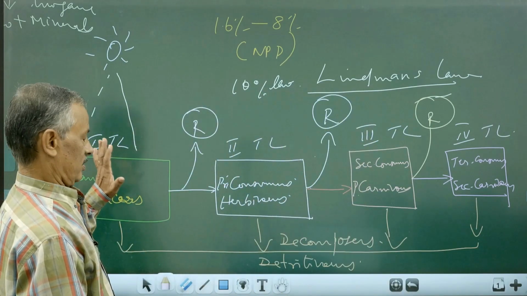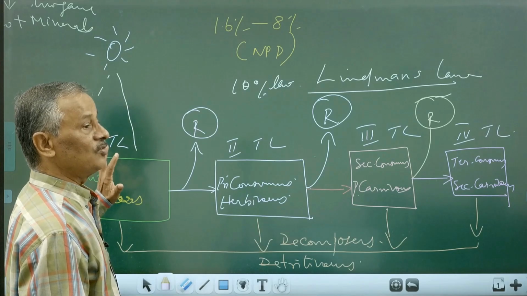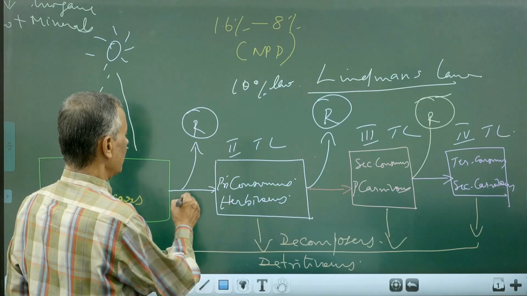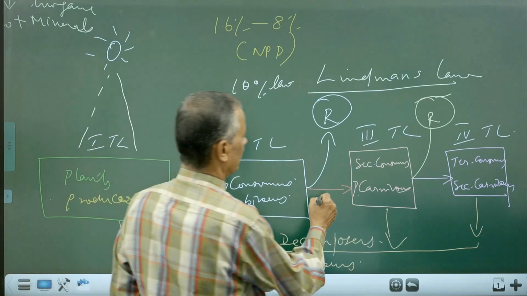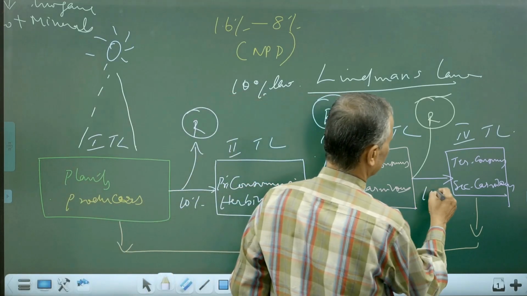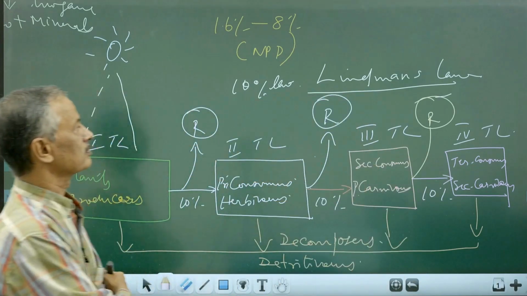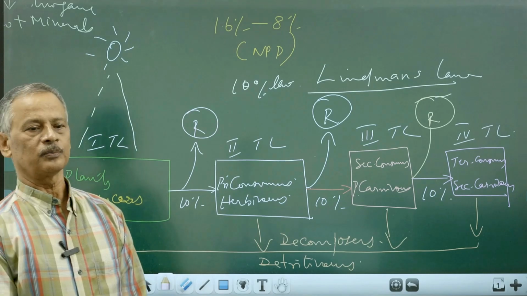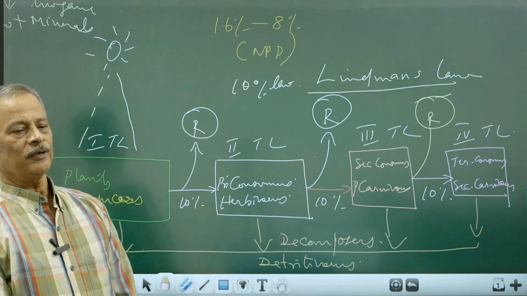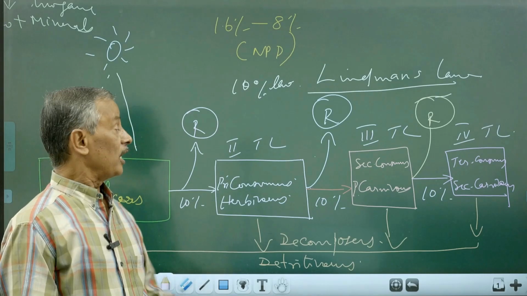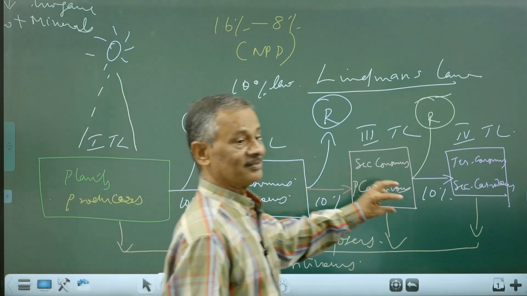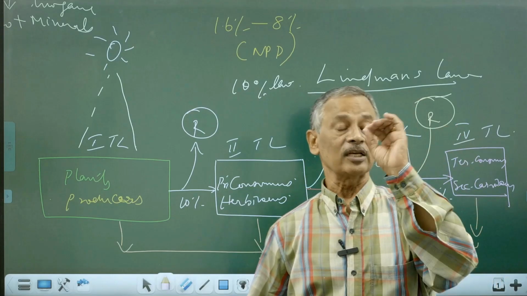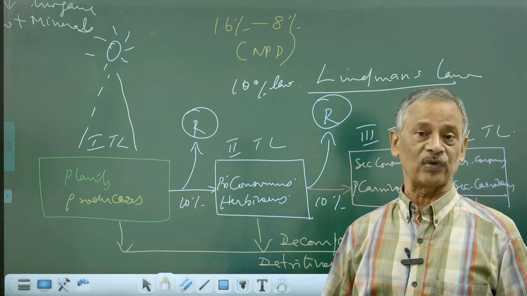And when energy is flowing from one trophic level to the next trophic level, roughly 10% of the energy alone is transferred. That is what is called the 10% law or Lindeman's law. Clear? So, energy goes on decreasing as it transfers from the first to the second, then to the third and fourth trophic levels.